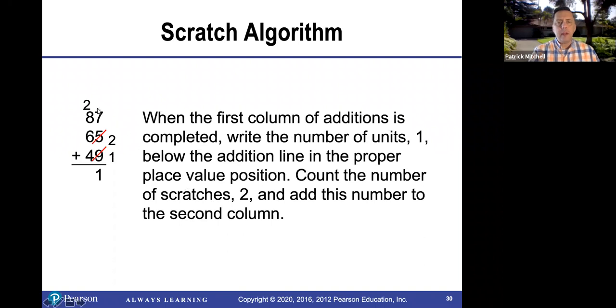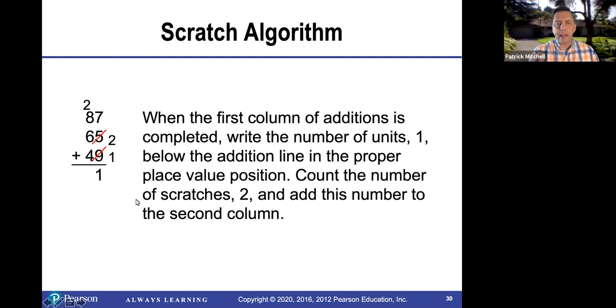Okay, so now, when the first column of additions is completed, write the number of units, 1, below the addition line in the proper place value position. So in this case, it's ones. Count the number of scratches, which is 2, and add this number to the second column. Because remember, each time we scratched out a digit, we were taking out a group of 10. So we're putting those groups of 10 over here.